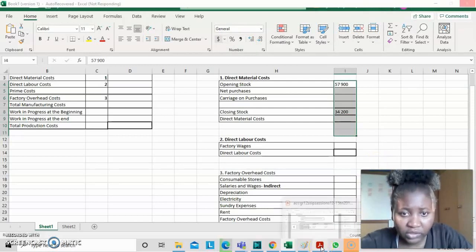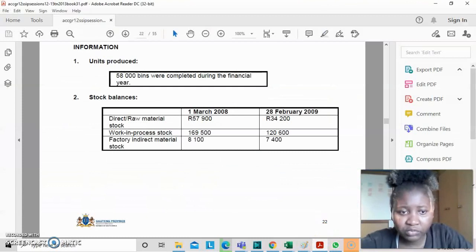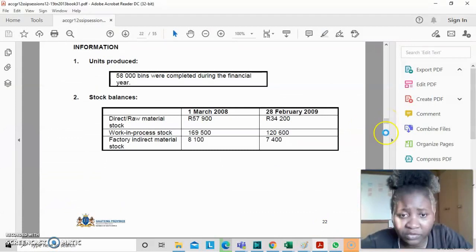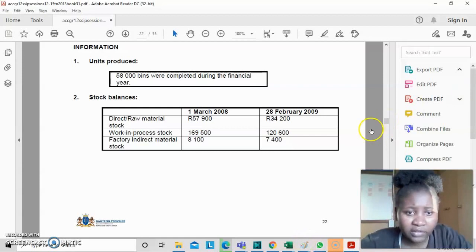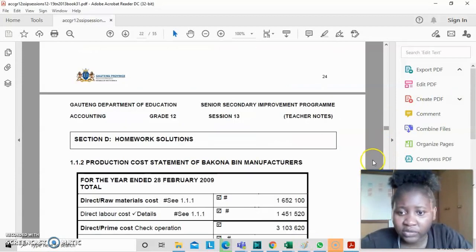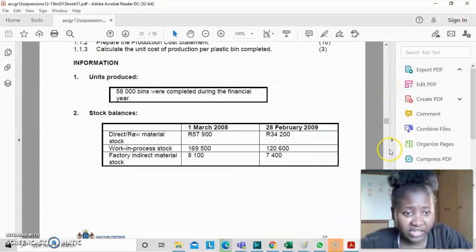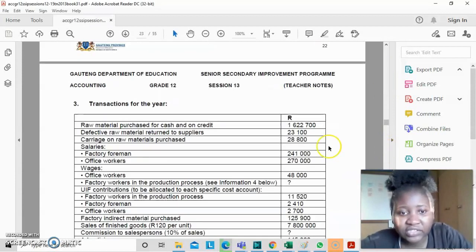Okay, so we have those amounts. So now we can move on to the net purchases. Is there anything else that was highlighted from the information provided? Yeah, so that's it basically. So the next information that has been given to us now is transactions for the year. Right. So let's check the transactions for the year.